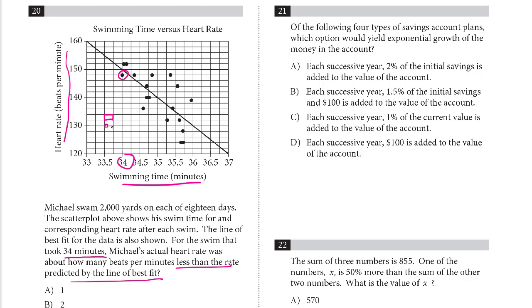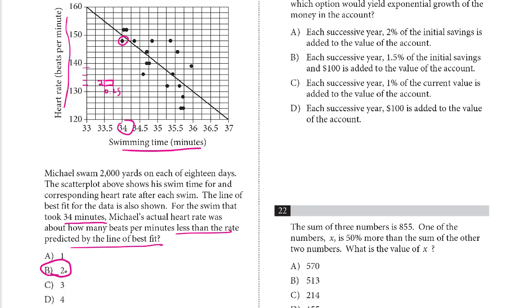So the horizontal is 0.25, and the vertical looks like we're going 132, 4, 6, 8. So it looks like that narrow vertical is 2. Well, that's not what you would necessarily expect. So here, we're one vertical grid away from our line of best fit. That means we're 2 away. The correct answer for number 20 is B, 2 heartbeats per minute.